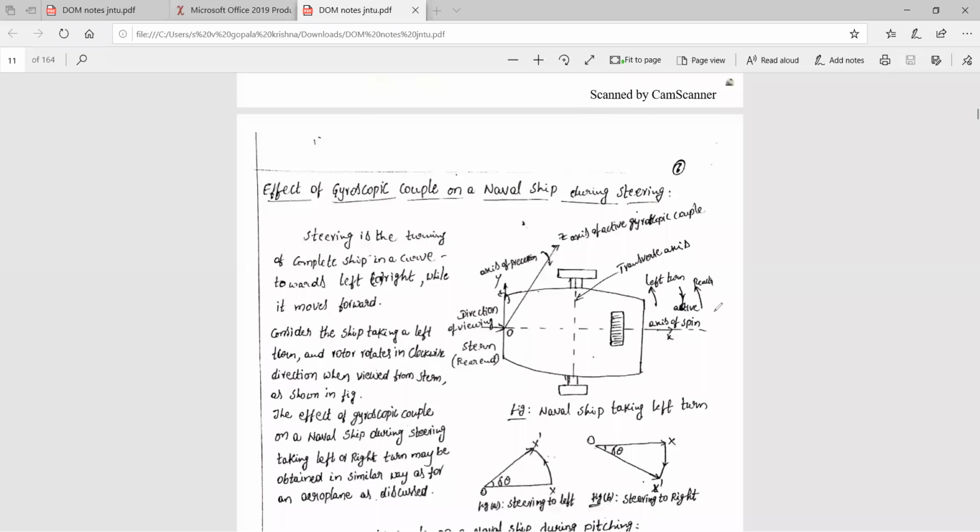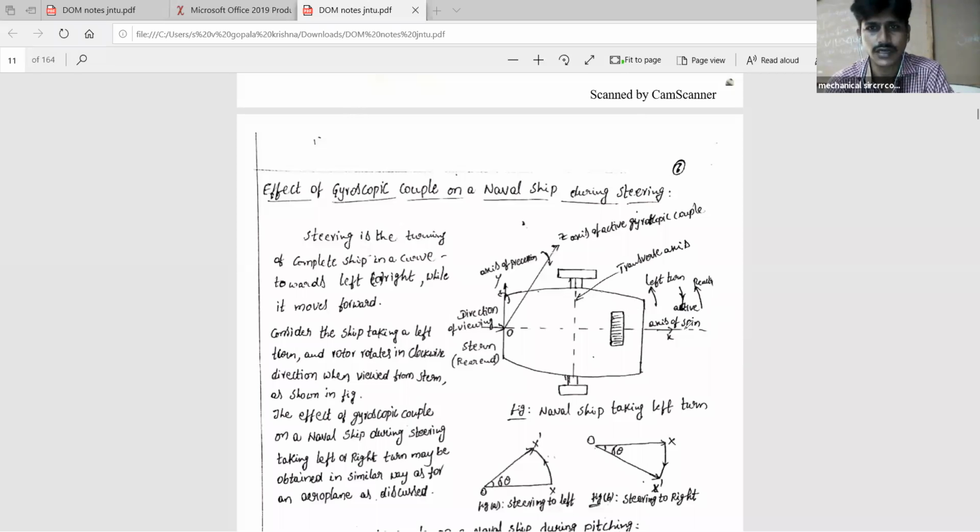All of you observe that. Observe the diagram. Please mute your mics, all of you. The naval ship is taking a left turn.